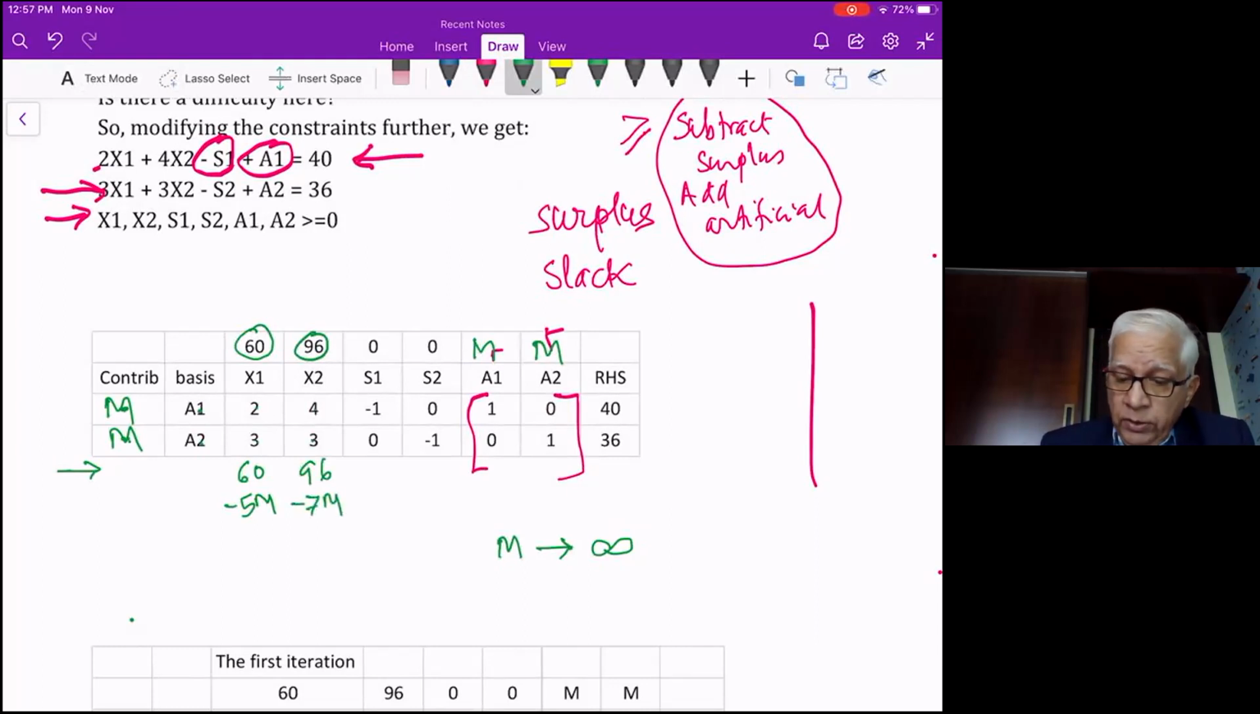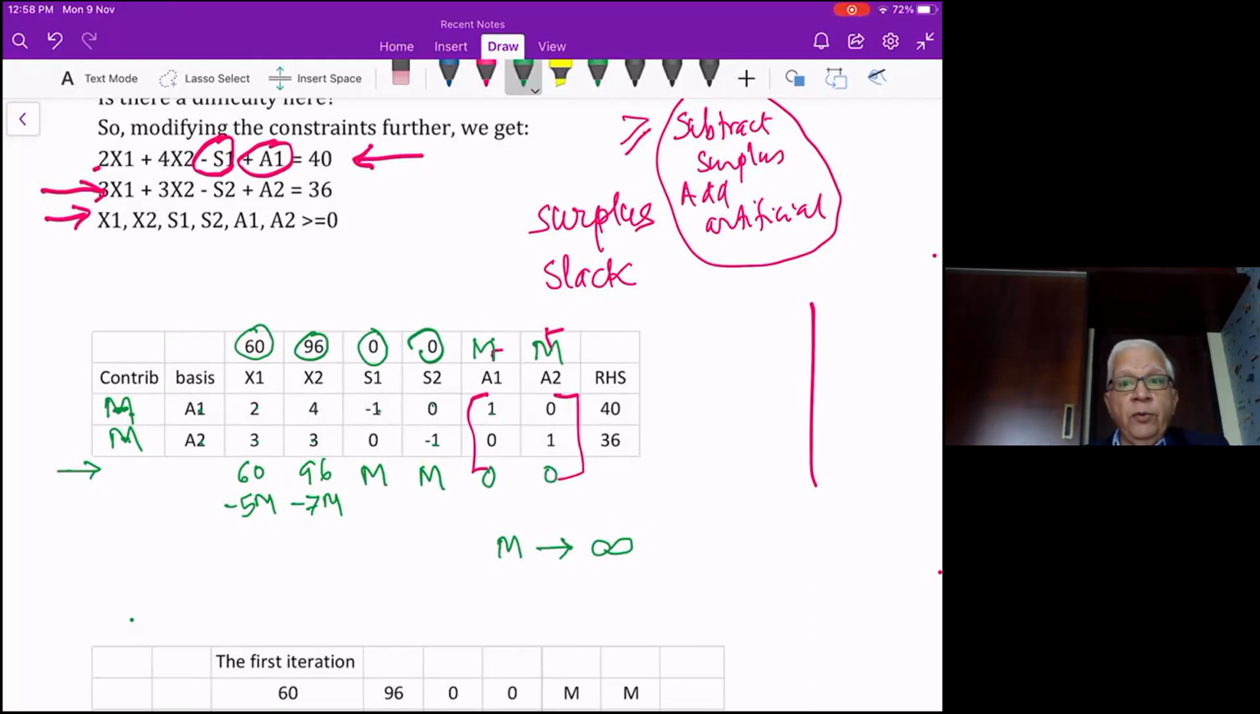Now coming over here, 0 at the top, minus M plus 0. So 0 minus M, that is plus M. This also 0 minus M. So 0 minus M, that is plus M. These being identity matrix columns, we have got to get a 0 in the index row. So how is it? M minus 1 into M is M. So M minus M is 0. A2 column is also 0.